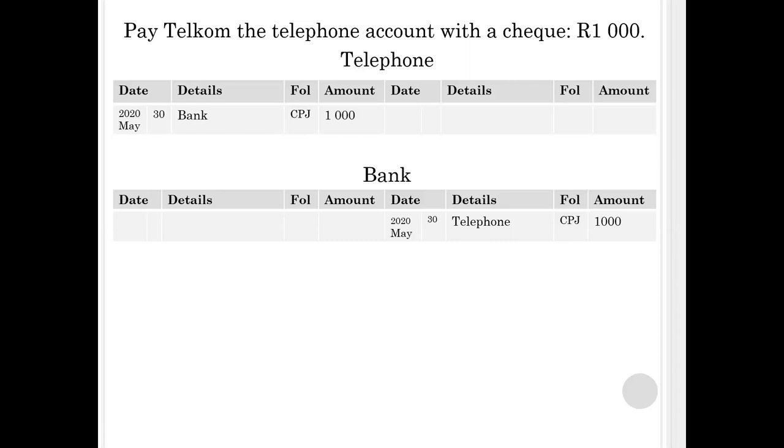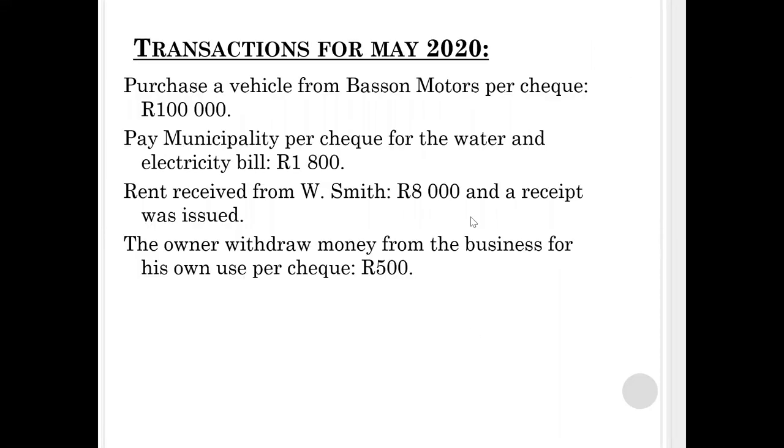Okay, but before we get to that, there you go. There are a few transactions there. Let's first quickly read through the transactions. They say: purchase a vehicle from Basson Motors per check, 1,000 Rand. Pay the municipality per check for the water and electricity bill, 1,800. Rent received from W. Smith, 8,000 Rand, and the receipt was issued. And the owner withdrew money from the business for his own use per check, 500 Rand. So there are 1, 2, 3, 4 transactions there.